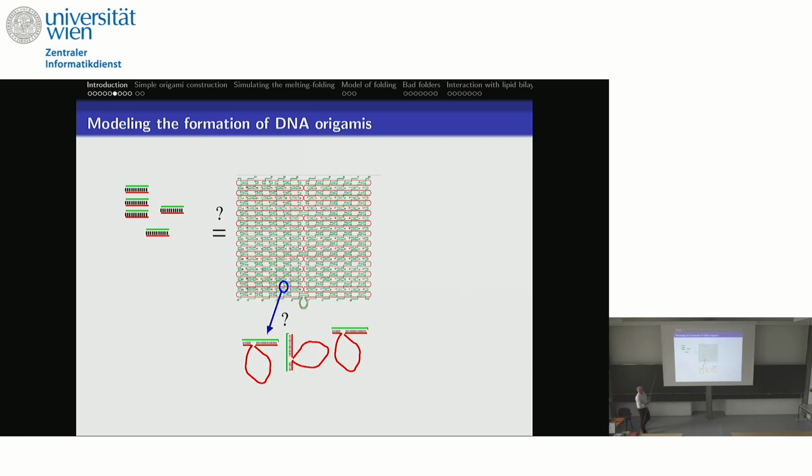Okay, so now let's try to model. Let's decide that we want to study this rectangle, and let's try to model how this happens. You know that the thermodynamics of DNA has been really well established since the late 90s. And the very first naive model you would like to try on this structure is, well, locally we have a lot of double helices. Let's say that all of them are independent, and let's put these thermodynamics inside and see what happens.